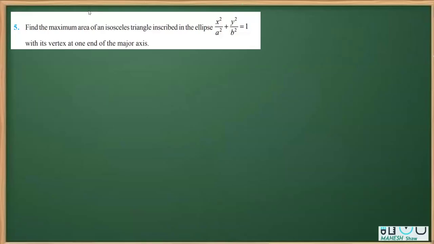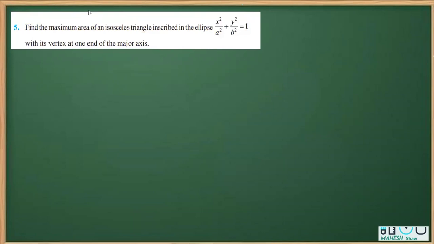We have one question from the chapter Maxima Minima. The question says find the maximum area of an isosceles triangle which is inscribed in an ellipse. This is the general equation of an ellipse. Sorry, we are talking about the vertex of the triangle here, not of the ellipse, with vertex at one end of the major axis.